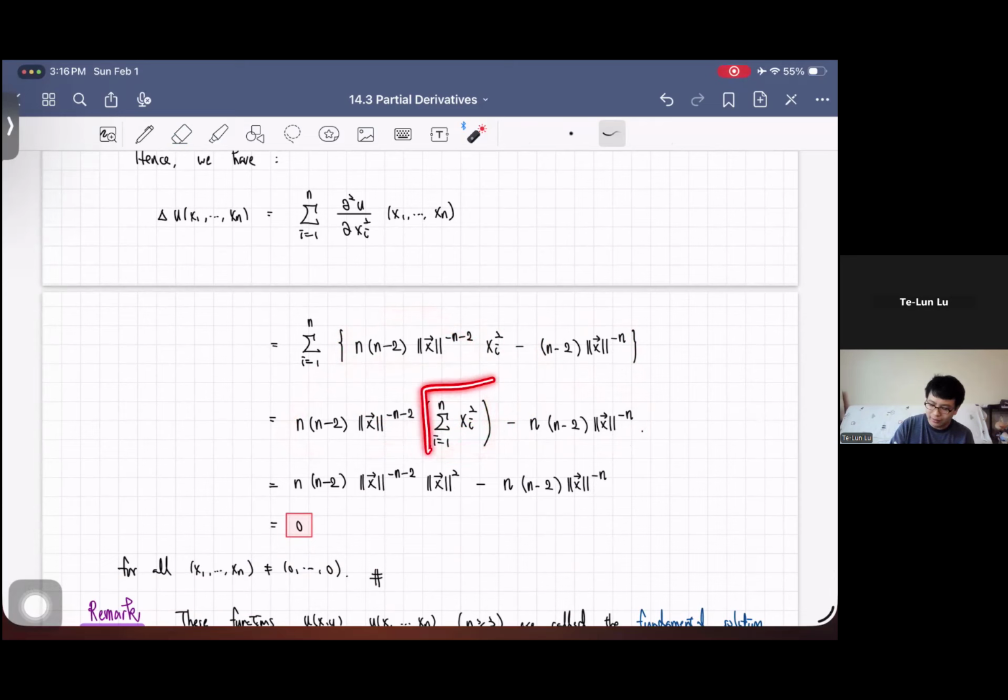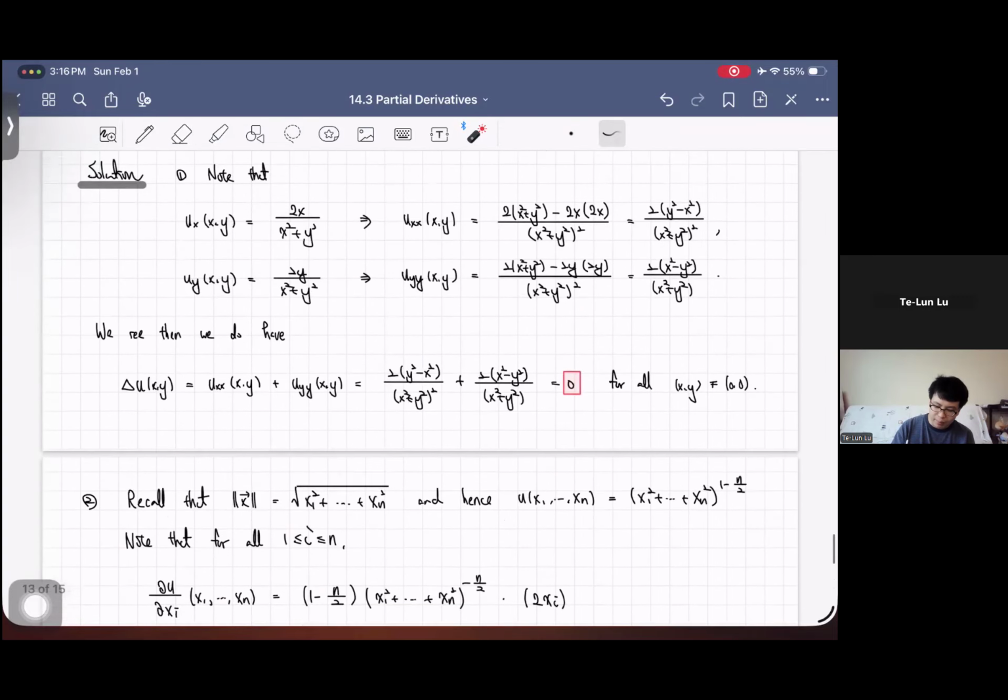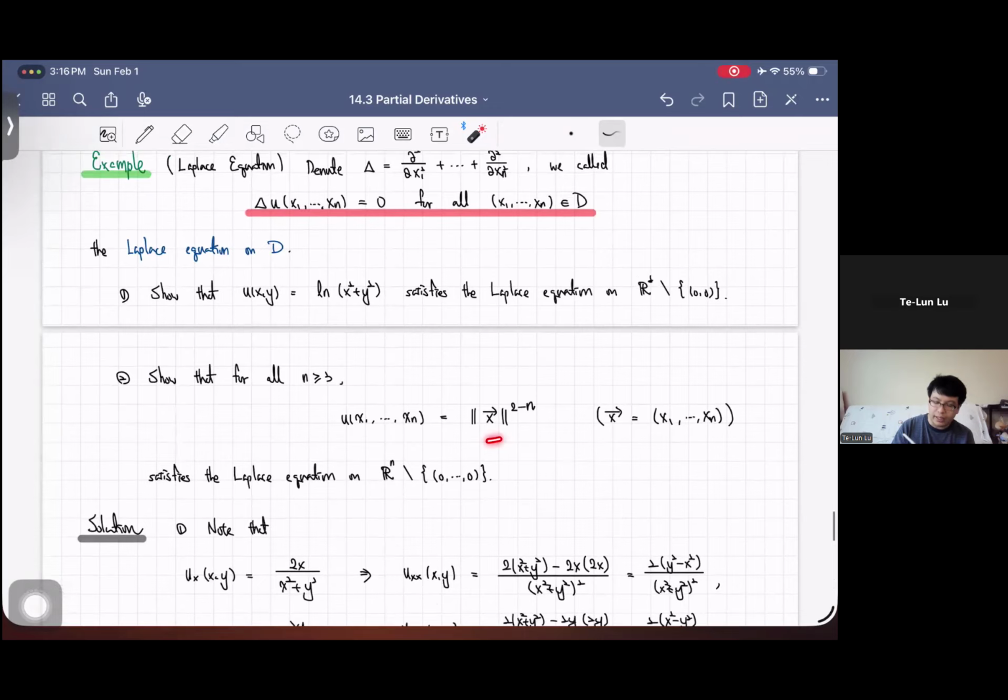Coincidentally, this guy is simply the magnitude squared, right? So you see that these two guys are actually the same because minus n minus 2 plus 2 is just minus n. And that coincides with this guy. So everything vanishes. And again, just as in the dimension 2 case, this case actually works when the point is not the origin. So we have verified that this type of function is in fact a solution to this Laplace equation, disregarding the origin. All right?